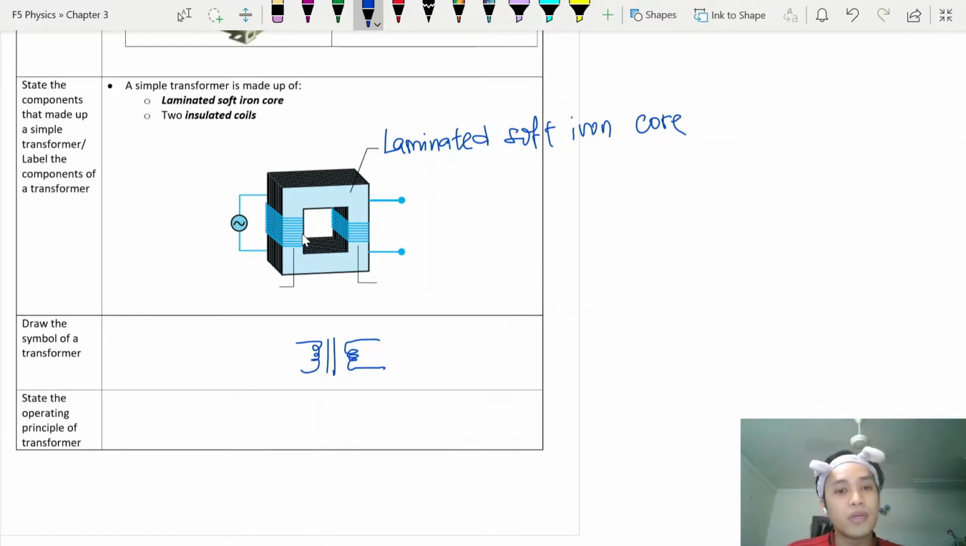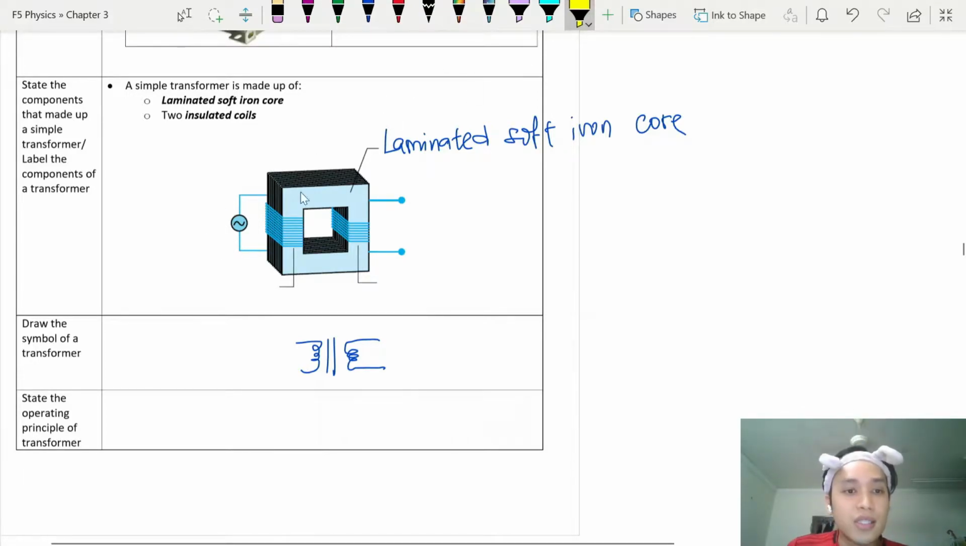To know where is your input and your output, you need to look at where the power source is. You don't memorize left and right. The design of a transformer is not necessarily left and right. I can put it up and down also. So how to identify your primary and your secondary, or your input and output, is based on the position of your power source.